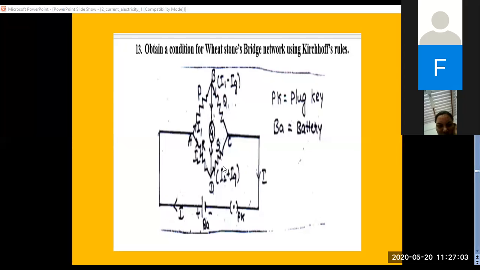Same way, look at the terminal D. What is entering here? I2. IG also is coming towards D, so that is also taken as positive. So at the point D, your current is I2 plus IG. Only this diagram is asked for 2 marks. If they ask you to derive it, it is a 5-mark question. So what we are labeling here is total current I, on this side I1, down it will go as I2, through G your current is IG. At Q you have I1 minus IG, and at S you have I2 plus IG.